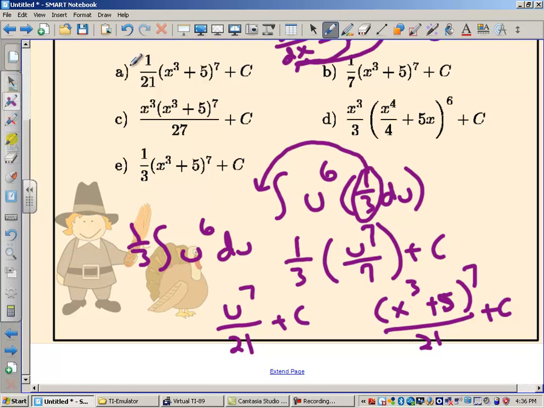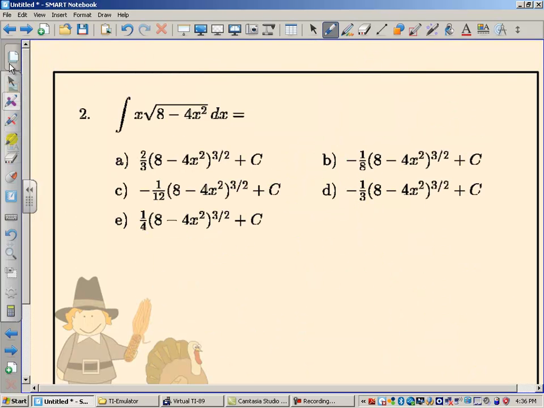And that is right here in A. They just have it 1 over 21. They pulled it out in front. So that required just a little more manipulation. But again, we're just sticking with that same formula, u to the n.